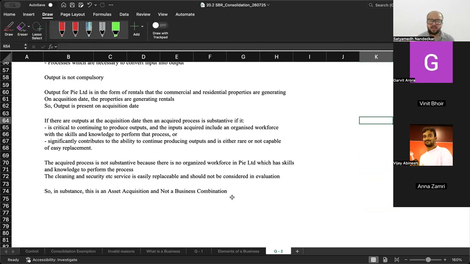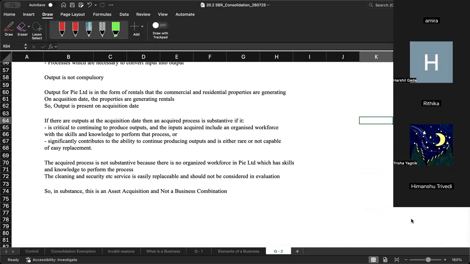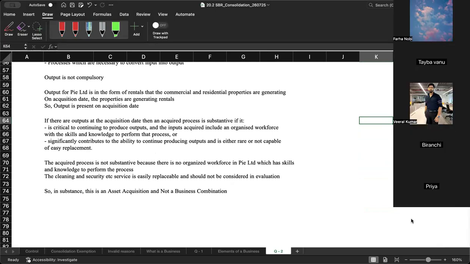Not that it has been asked on too many occasions, but it has been tested a couple of times, so best to be prepared for this topic as well.